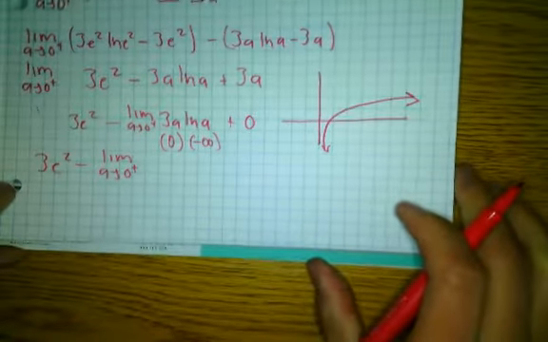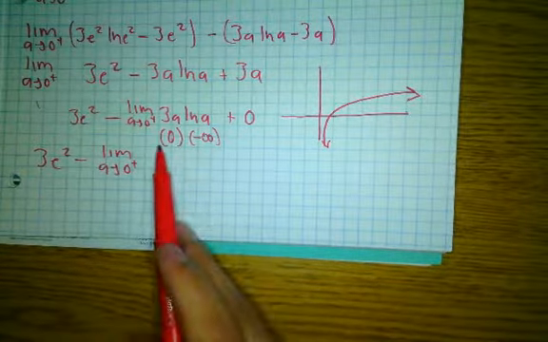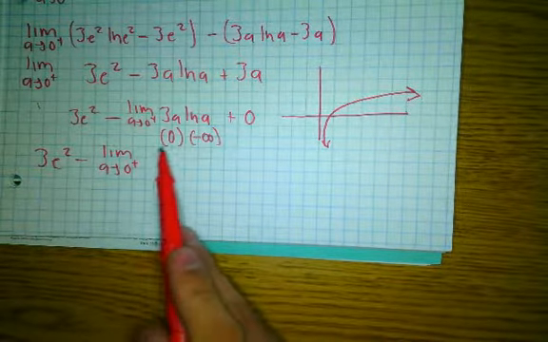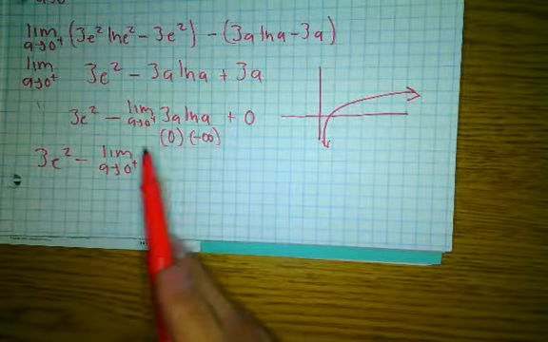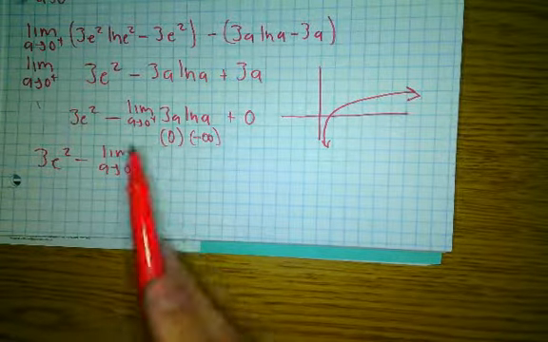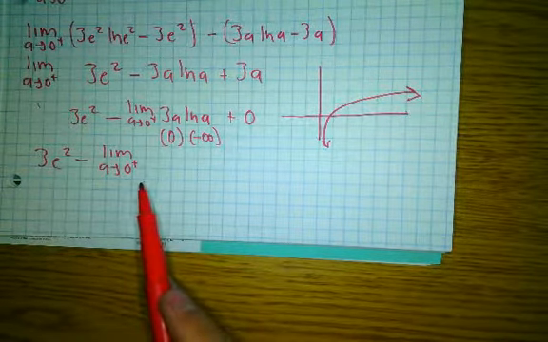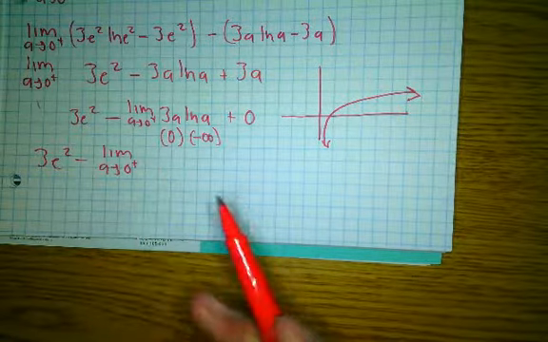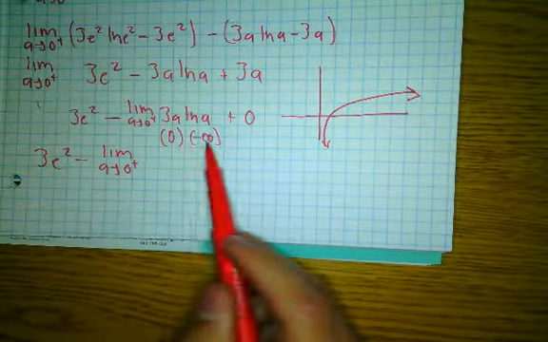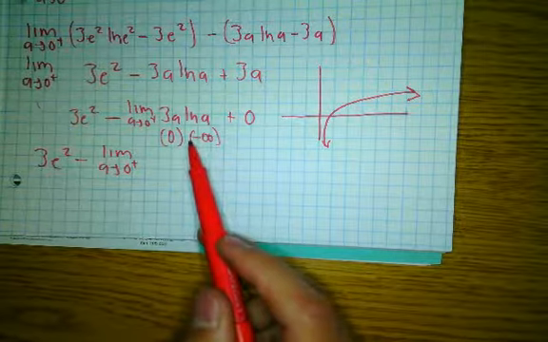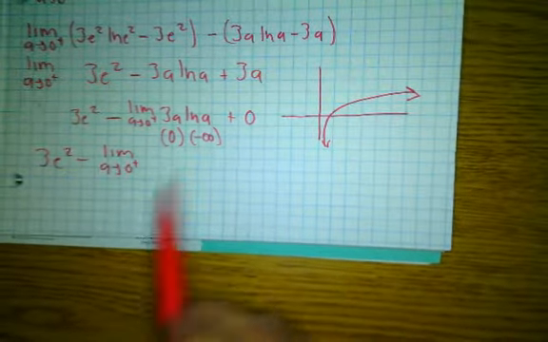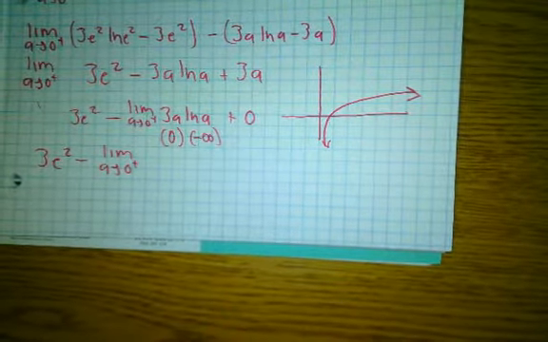Now, if you did your L'Hopital's homework, you should recognize that this is a form of L'Hopital's rule. But I can't apply L'Hopital's the way it is. L'Hopital's needs to be indeterminate in the form of 0 over 0 or infinity over infinity, some type of infinity, right? The fact that I have something times infinity, it's indeterminate. But I need to manipulate this algebraically to make that happen.